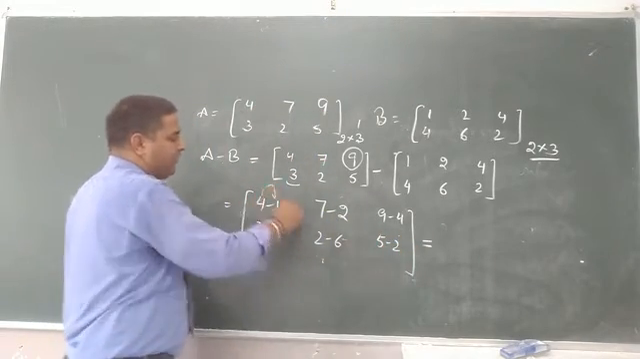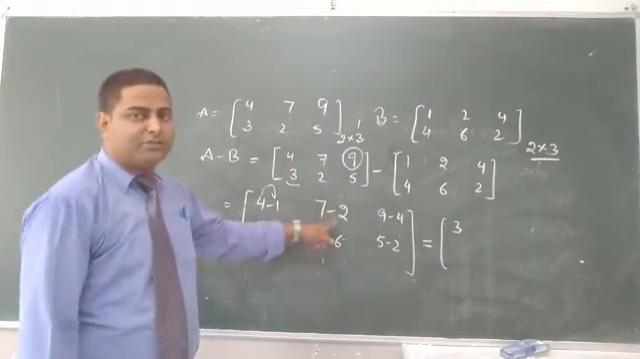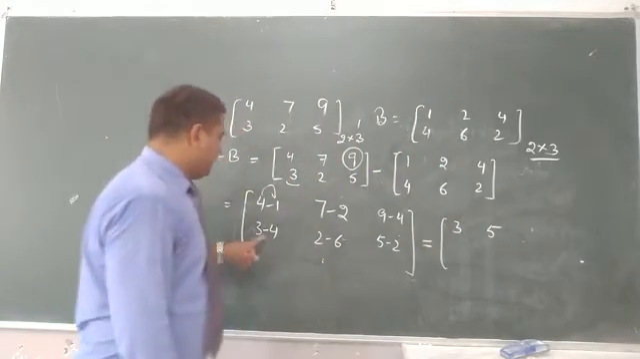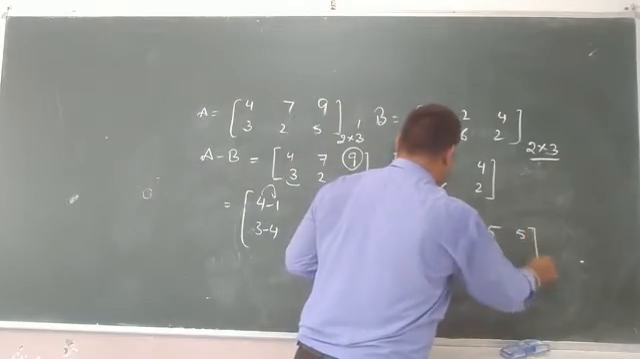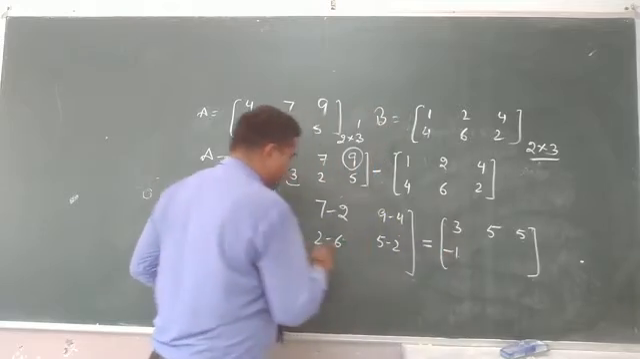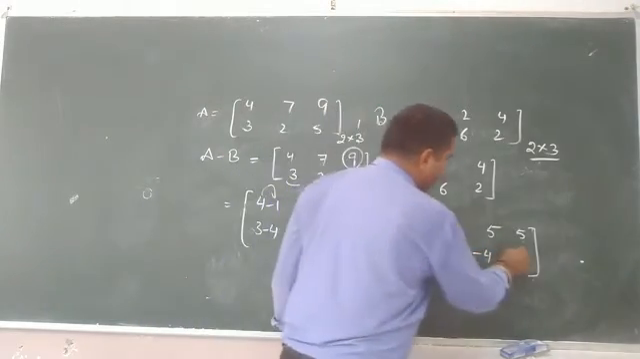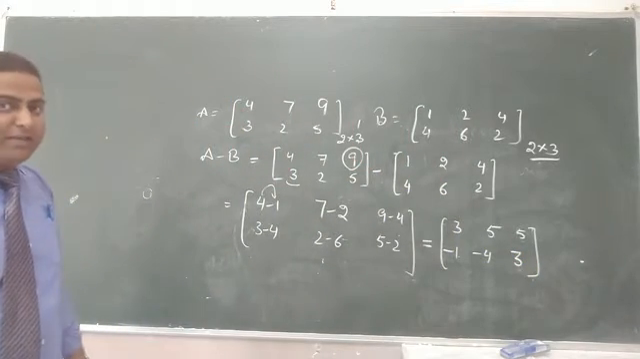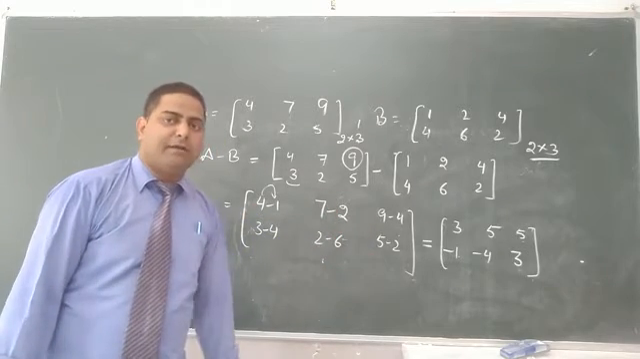4 minus 1 is 3. 7 minus 2 is 5. 9 minus 4 is 5. Then 3 minus 4 is minus 1. 2 minus 6 is minus 4. 5 minus 2 is 3. So when we subtract these two matrices, the answer is 3, 5, 5, minus 1, minus 4 and 3.